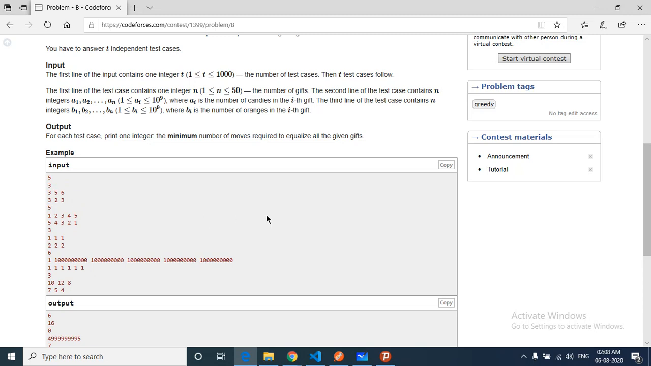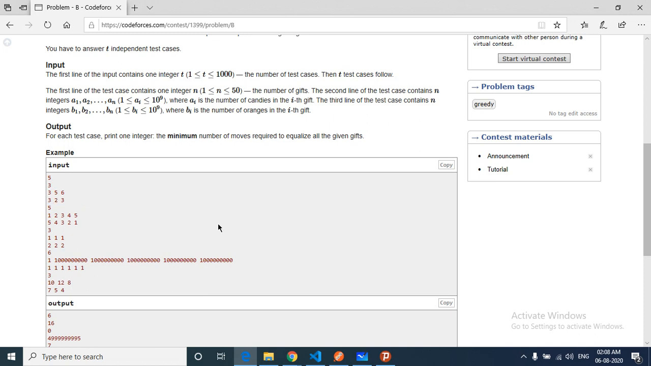Now you can only eat, which means you can only reduce the sizes. If some gift has 6, you cannot increase its size, and if something is smaller, you cannot increase it, you can only decrease it. So if you want to make everything equal, you can only reduce the greater gifts down to the smaller one. First find the smallest among all the candies and the smallest among all the oranges, because that's the smallest point you can reach.